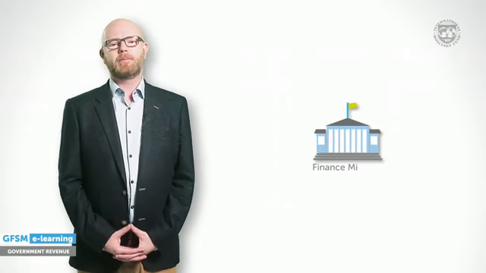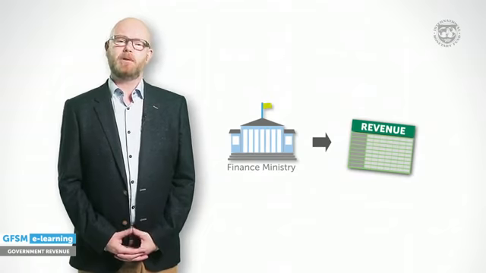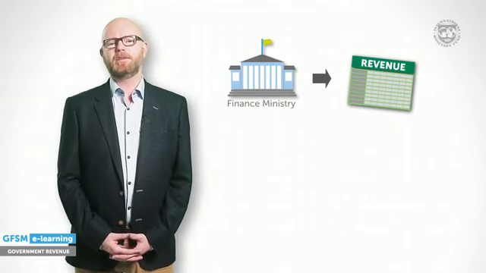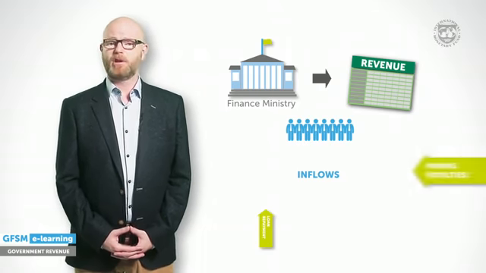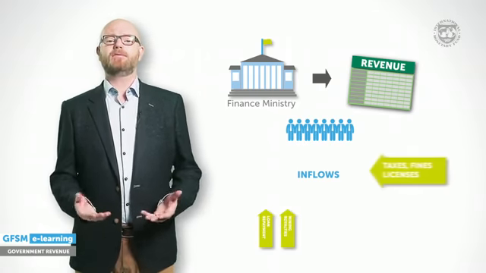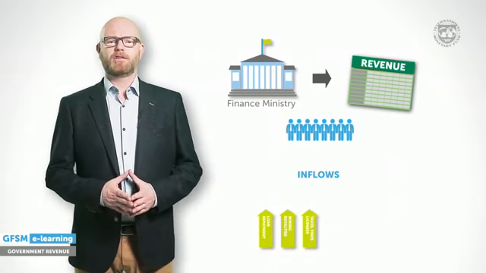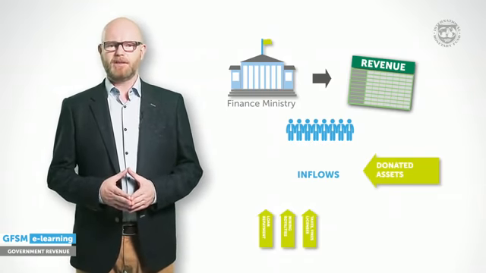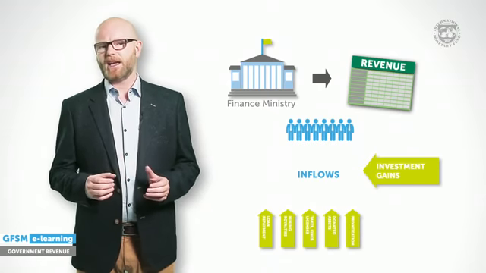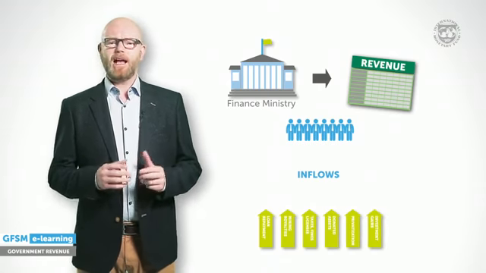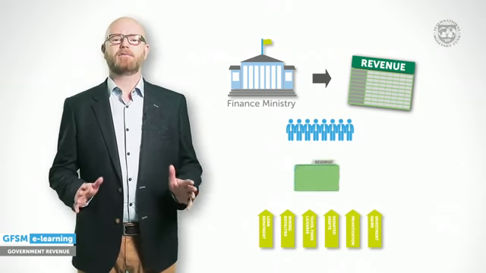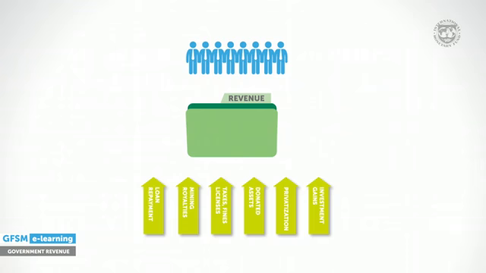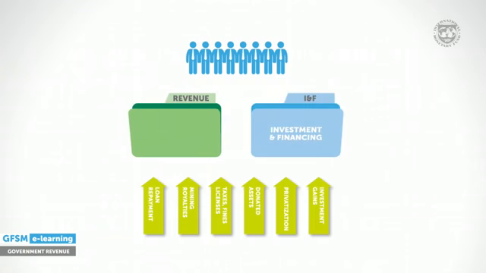Suppose the Finance Ministry is preparing a table of government revenue components for a budget statement. While preparing the statement, the Finance Ministry staff reviews cash inflows such as the repayment of loans, royalties from mining, or inflows from taxes, fines, or licenses. Perhaps there are also inflows from donated assets by foreign governments, a privatization, or from investment gains following a stock market boom. As it reviews the estimates, the staff first needs to identify the inflows that are classified as revenue. Inflows not classified as revenue will relate to investment and financing, transactions in assets and liabilities.